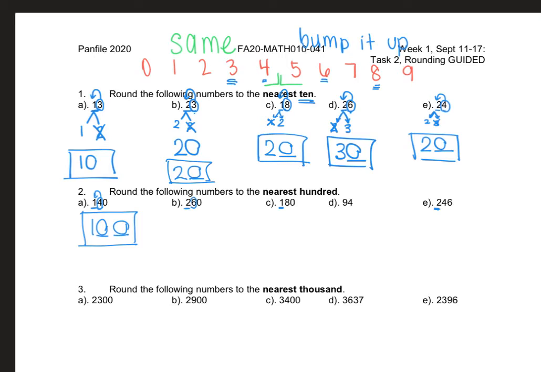In letter B, a 6 rounds that 2 up to a 3. And again, to keep the 3-digit number, I need 2 zeros. So 260 rounds up to 300. In letter C, that 8 rounds the 1 up to a 2. To keep the 3-digit number, I need 2 zeros. So 180 rounds up to 200. Now, here's this interesting one.